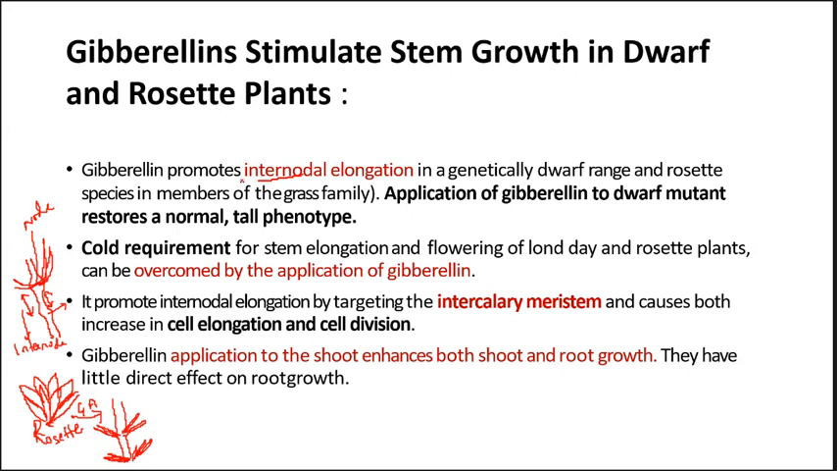So any plants which are genetically dwarfed, when there is an exogenous application of gibberellin, it helps in the promotion of internodal elongation. Rosette means there is no internode, and dwarf means they are short but have both node and internode. Any plants which are genetically dwarf and rosette, for example the members of the grass family, when gibberellin was applied exogenously, from outside, it was seen that they elongate their internodes and become tall.